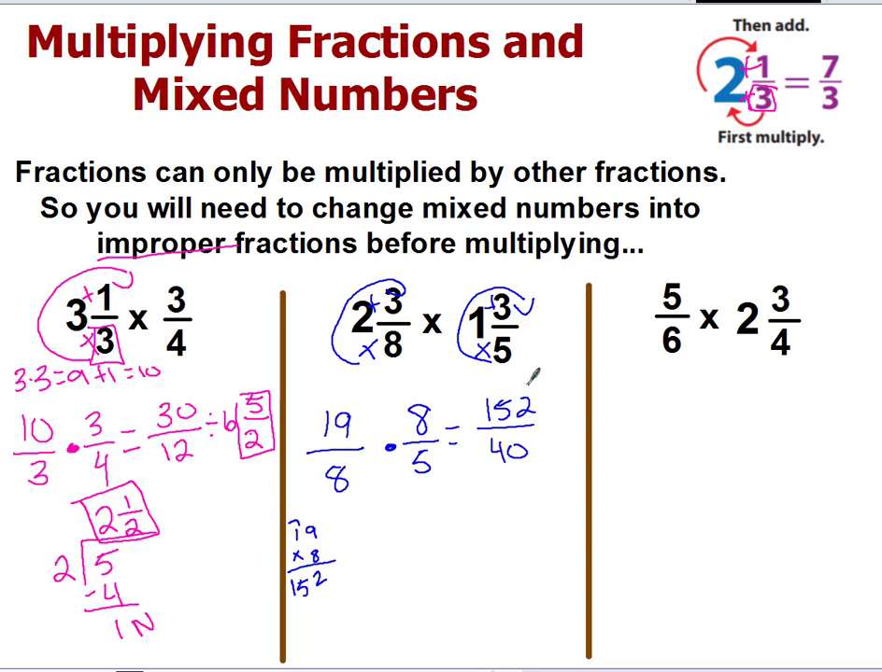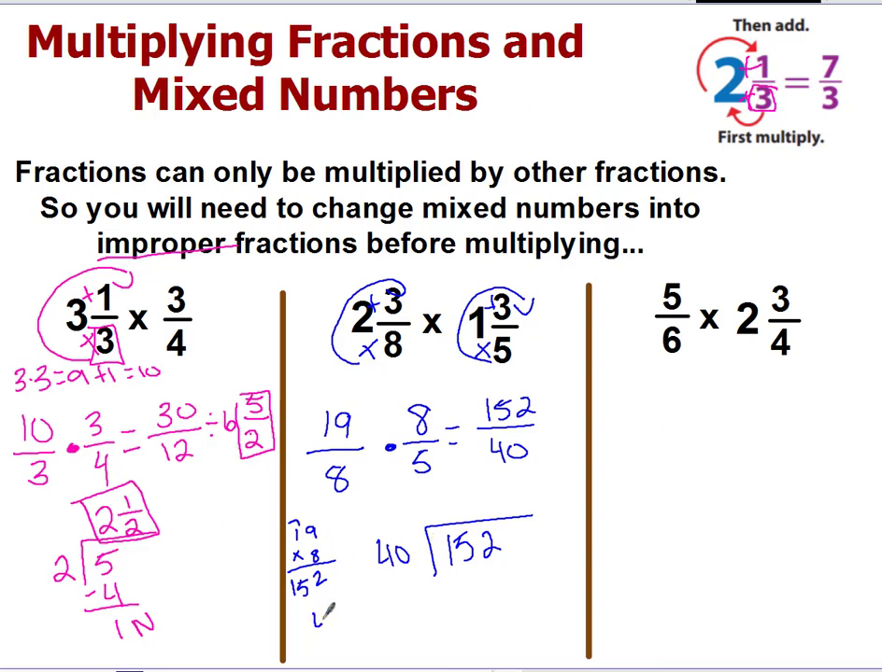Now, can I simplify 152 and 40? Well, yes, because they're both even numbers. So I could simplify them. But eventually I'm going to have to divide, right? So I'm going to go ahead and just divide right now. So top goes in, bottom goes out. So how many times does 40 go into 152?